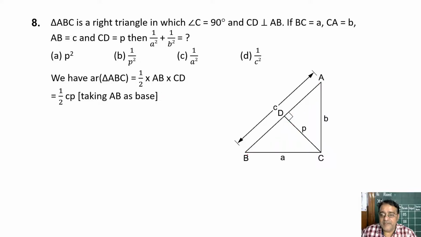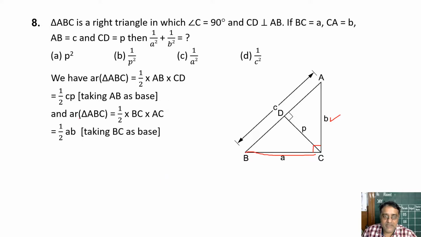Now we are going to take BC as the base, okay? And this is 90 degrees. So this is the altitude. So what will you get? Area of triangle is half into BC into CA. Half into a into b. Very good. Now both are the same triangle's area, so we can equate these two. So half will be cancelled, and we are going to get cp is equal to ab.